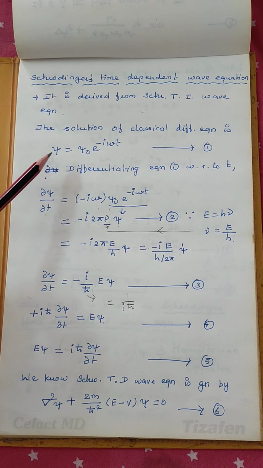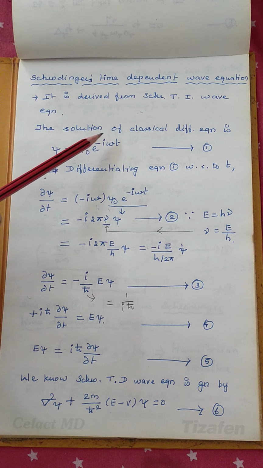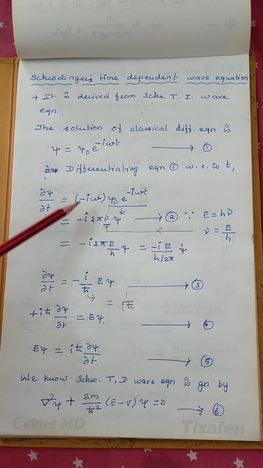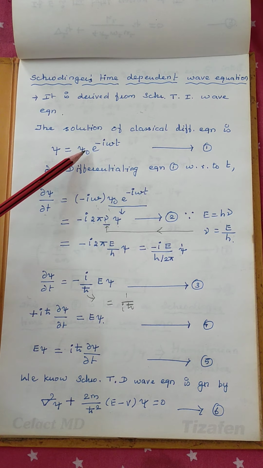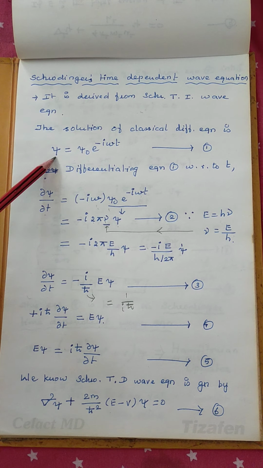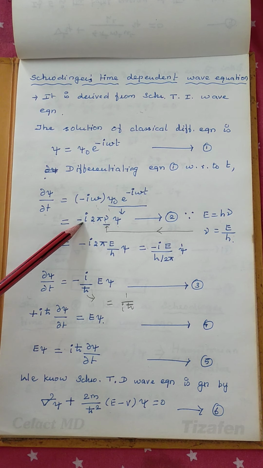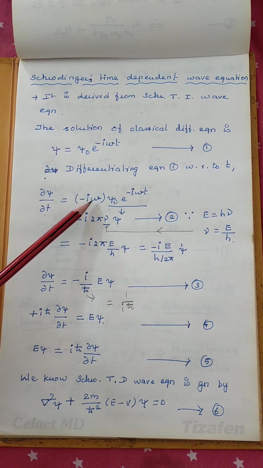psi is equal to psi naught into e power minus i omega t, and differentiating this with respect to t, we get psi naught into e power minus i omega t. If you are differentiating it, minus i omega into e power minus i omega t, and we have written it this way. Here psi naught into e power minus i omega t, we know that this is psi. So instead of that, we will write psi. Here minus i is there, and omega is the angular frequency.